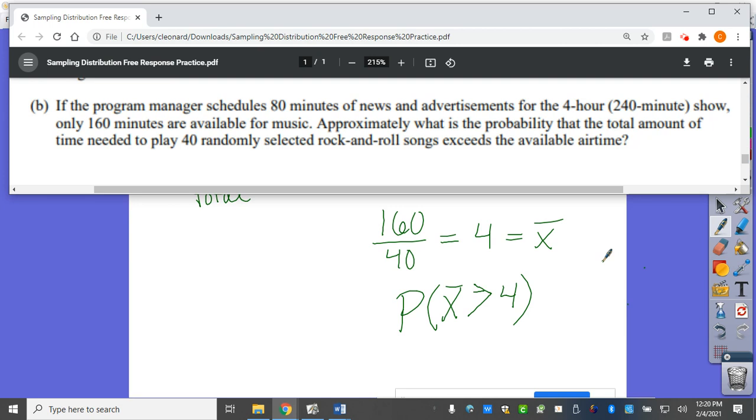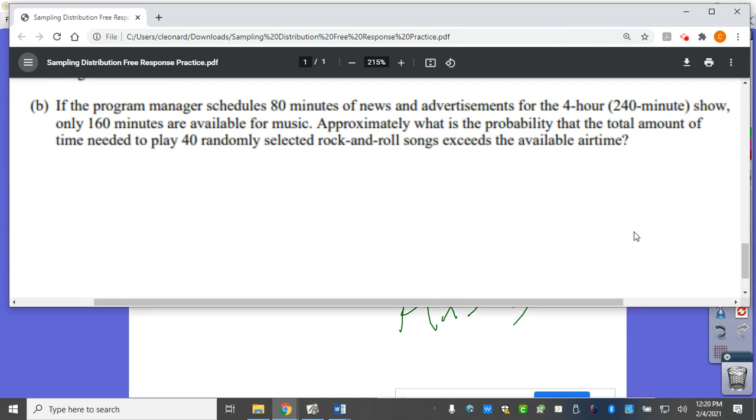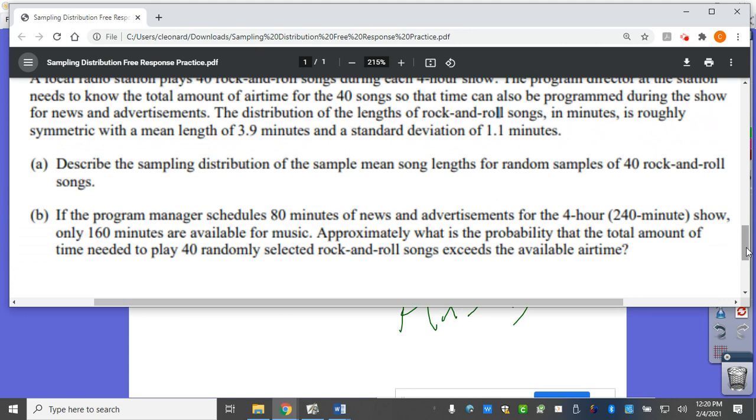I have everything pulled up that you need. I think it said like symmetric, but it didn't say normal. Yeah, it just said roughly symmetric.